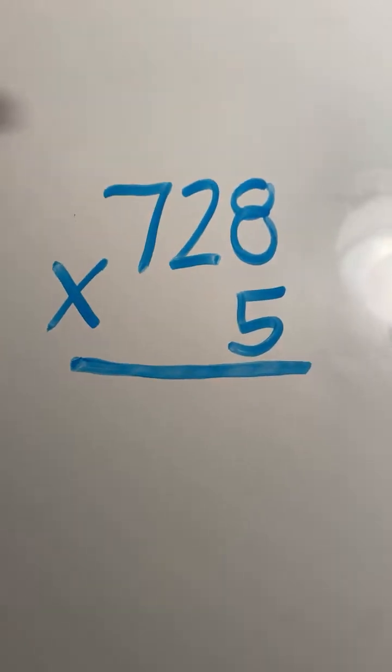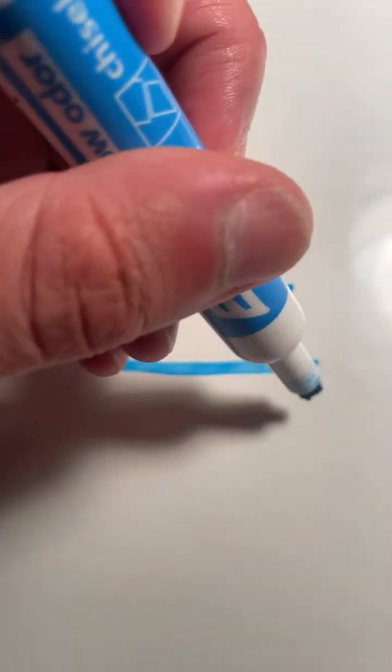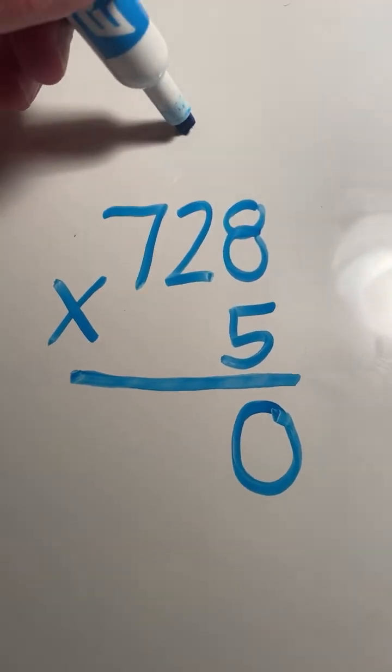Eight times 5 equals 40. Now, because our product is more than 10, we're going to regroup. So the 0 in 40 goes in the ones place. The 4 in 40 gets carried over to the tens place.